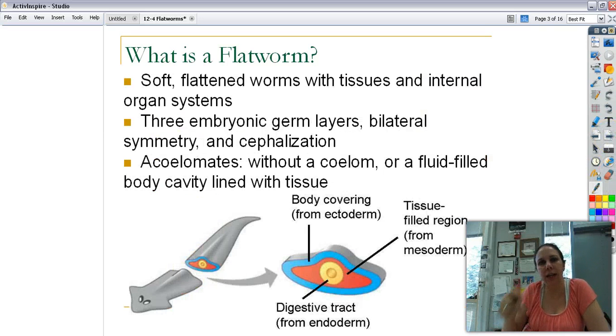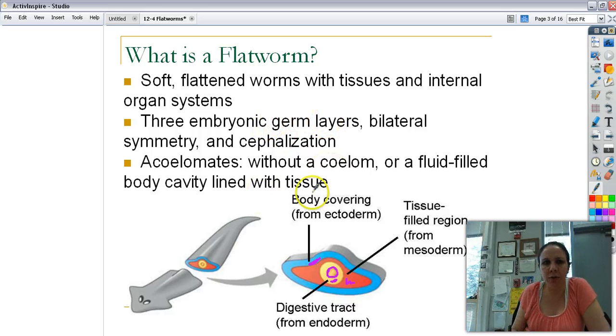Okay, so what is a flatworm? It is a soft, flat worm with tissues and internal organ systems. They have 3 embryonic germ layers. So you can see them here. Here's the gut. We have the endoderm, the yellow, which gives rise to their digestive tract. We have the red mesoderm, which gives you their tissue-filled region. And then we have blue ectoderm, which gives them their body covering. So they have 3 layers.